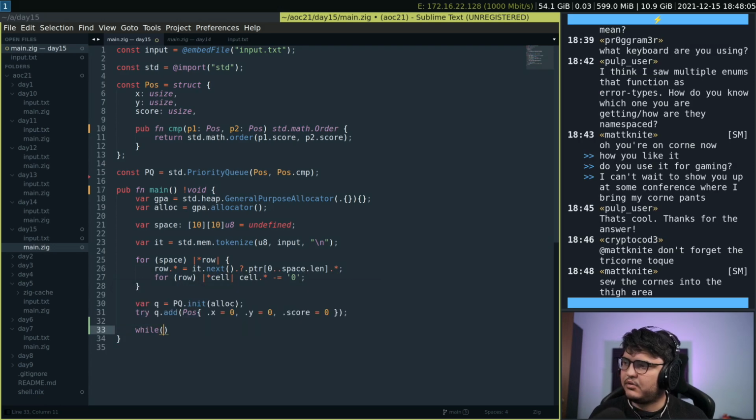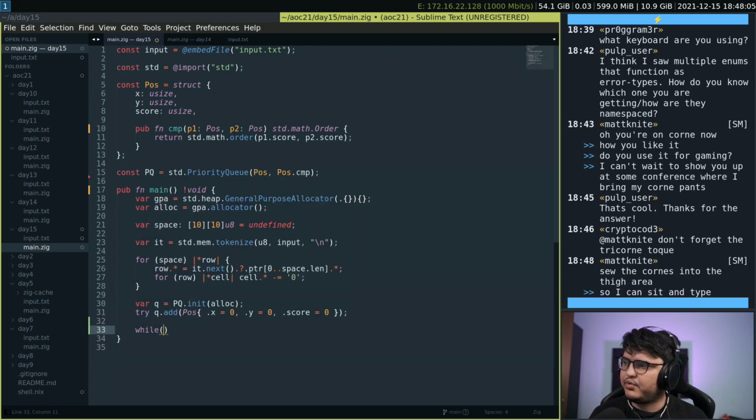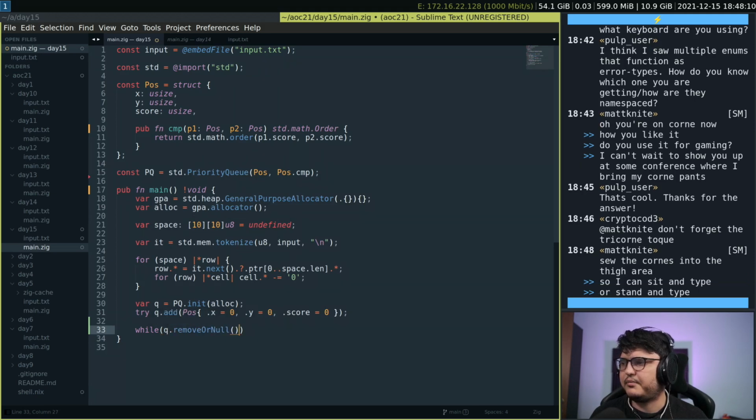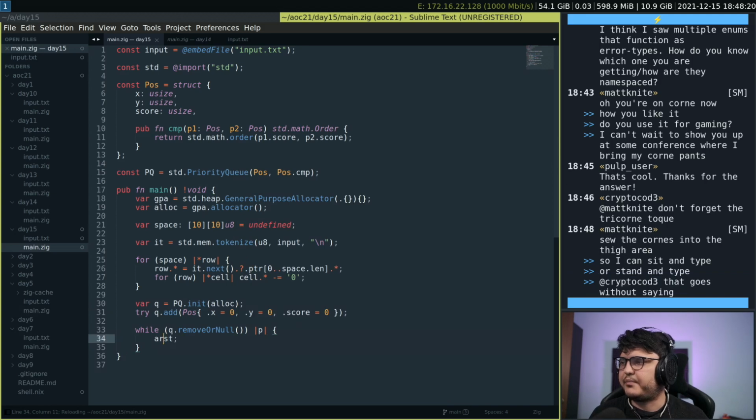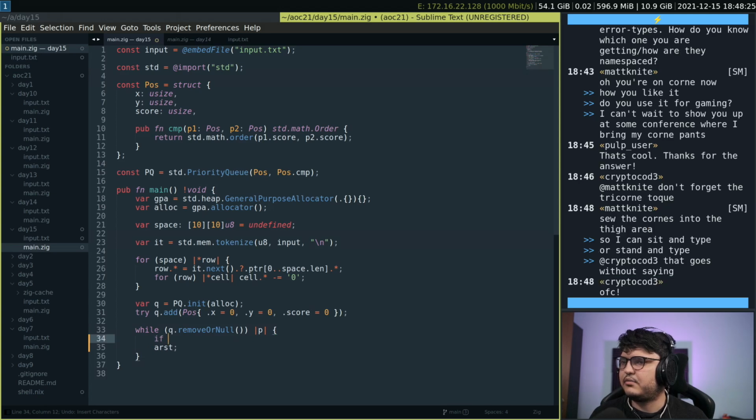So priority queue, we add the initial position, then while queue.removeOrNull, I think, we get a position, and what do we do in there? So if it's the end, we leave. So what is the end?